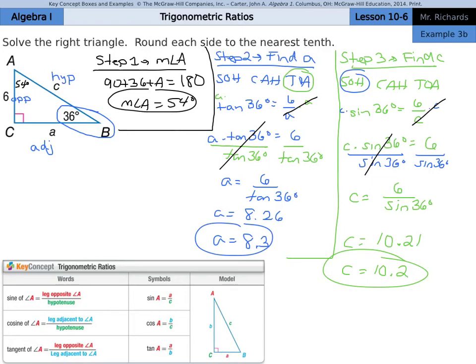So step 1, find the missing angle. Steps 2 and 3, use your trigonometric ratios to find your missing sides.